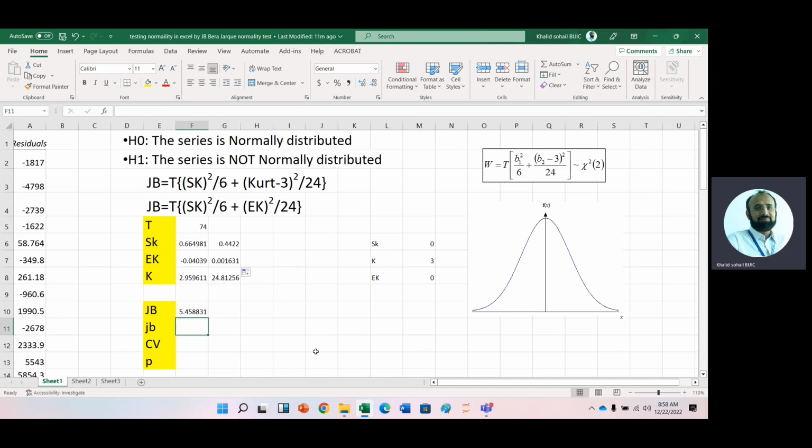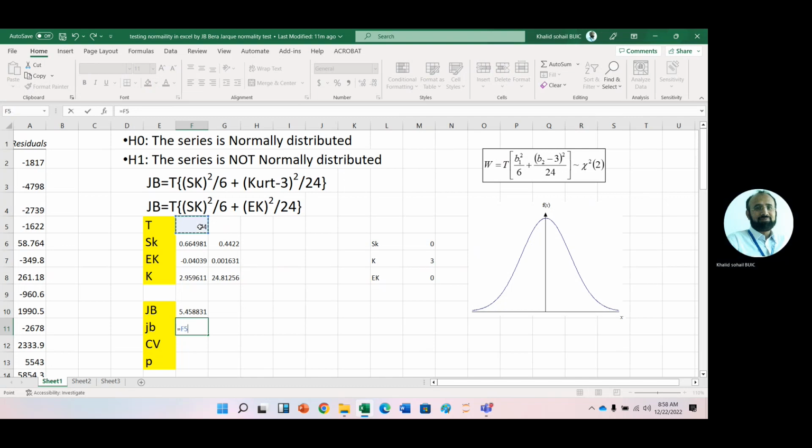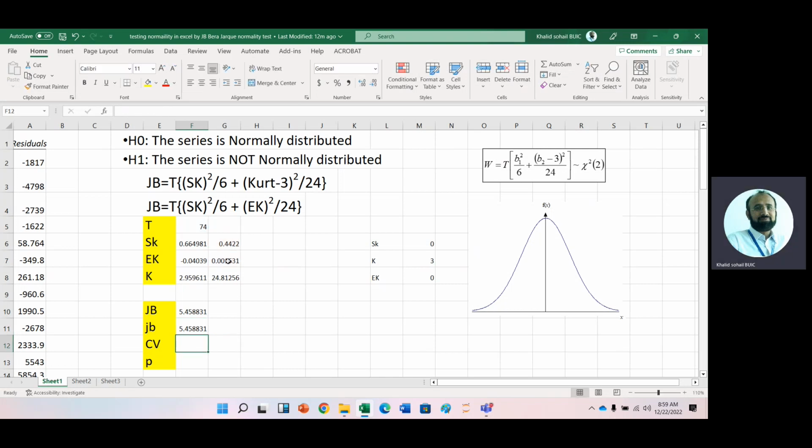Now, second formula. In the second formula, we have excess kurtosis, so it is very easy to use. Again, the number of observations multiplied by skewness squared divided by 6 plus excess kurtosis squared divided by 24. Now both of them are giving the same answer.